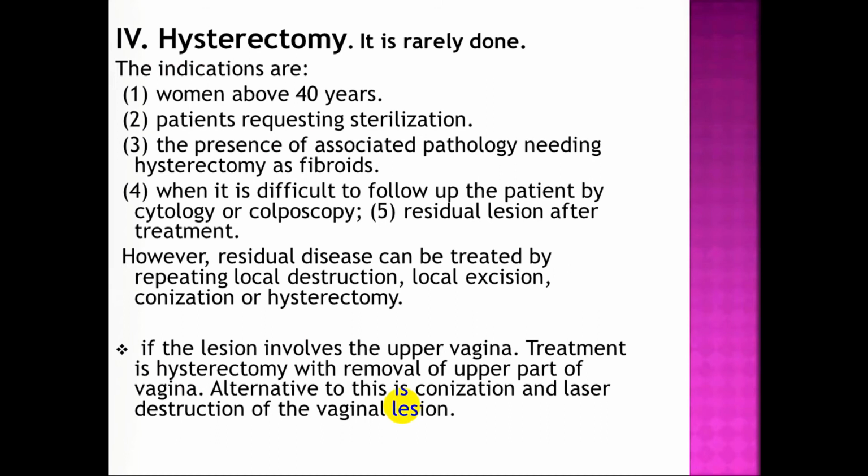Residual lesion after treatment: residual disease can be treated by repeating local dissection, local excision, conization, or hysterectomy. If the lesion involves the upper vagina, treatment is hysterectomy with removal of the upper part of the vagina. Alternative to this is conization and laser dissection of the vaginal lesion.